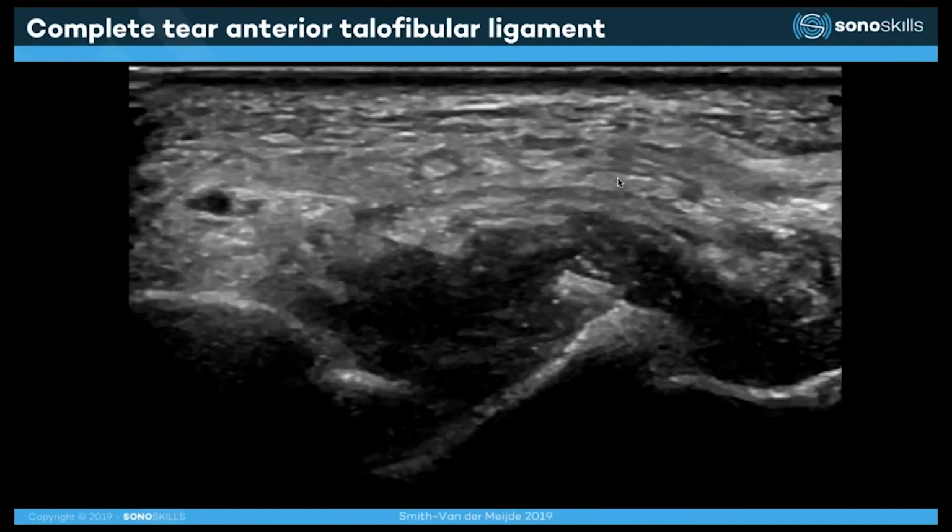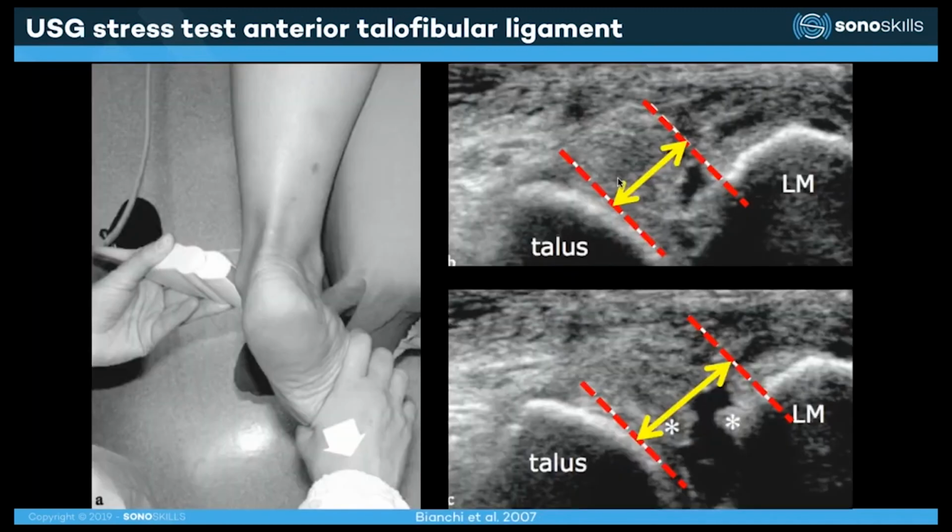In this case, it's a complete tear. So looking at the shape, it's totally changed, right? Anatomy is not recognizable anymore. We can see a lot of anechoic mass, fluid, and we can also see that the fibers show no continuity. So it's a complete tear of the talofibular ligament.